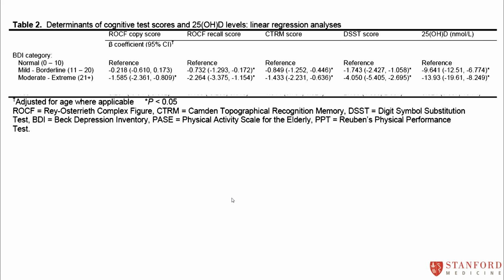Now I want to show you an example of a categorical predictor. They also measured depression on these men, using the BDI, the Beck Depression Inventory. They classified men into normal, meaning no depression, mild to borderline depression, and moderate to extreme depression. They used those 3 groups in linear regression, and again, these models are all adjusted for age but nothing else. Let's choose the CTRM score here just for fun to look at something different.